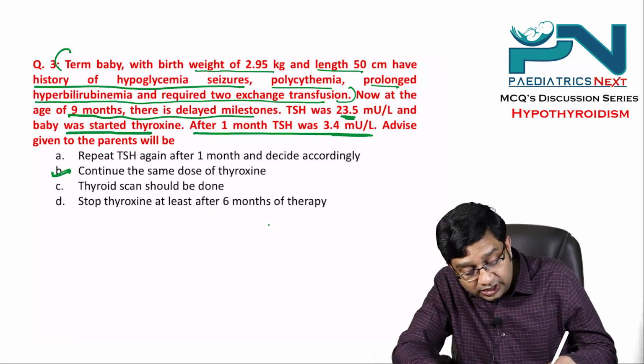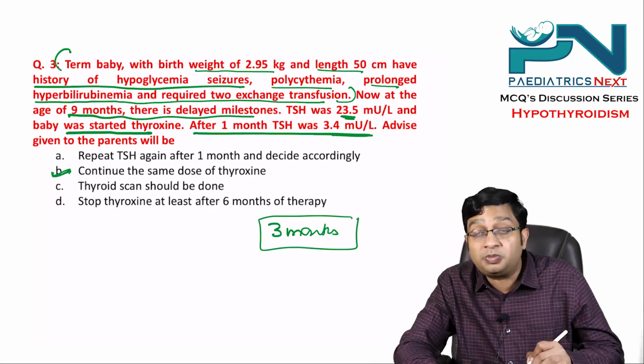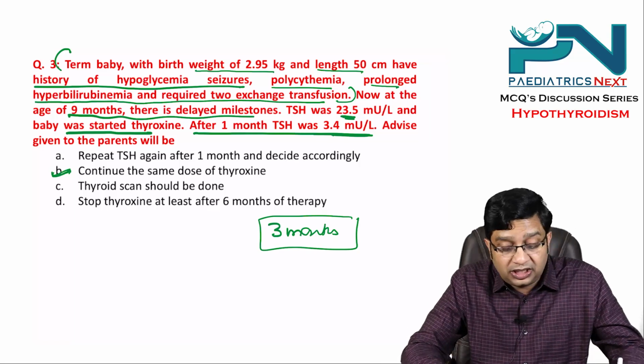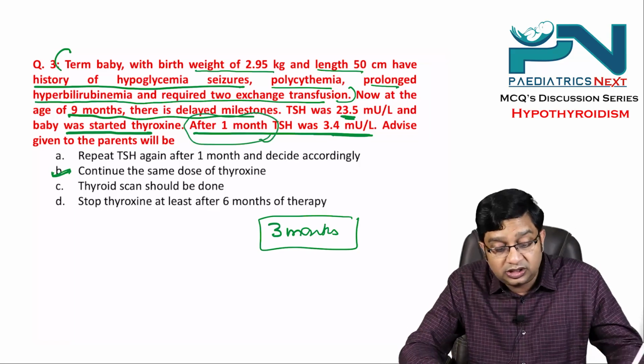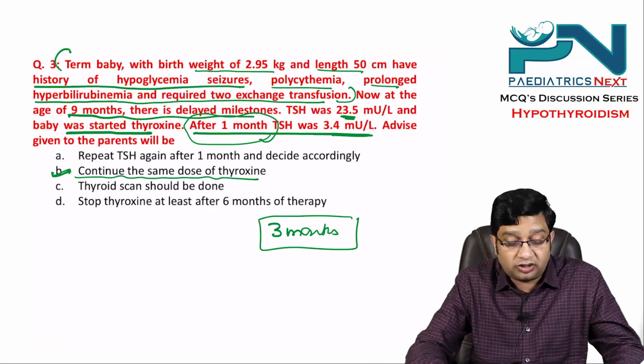TSH should be repeated after at least 3 months, and then the decision should be taken whether to decrease the dose. Right? It cannot be taken after 1 month. So in this case, we should continue the same dose as of thyroxine.